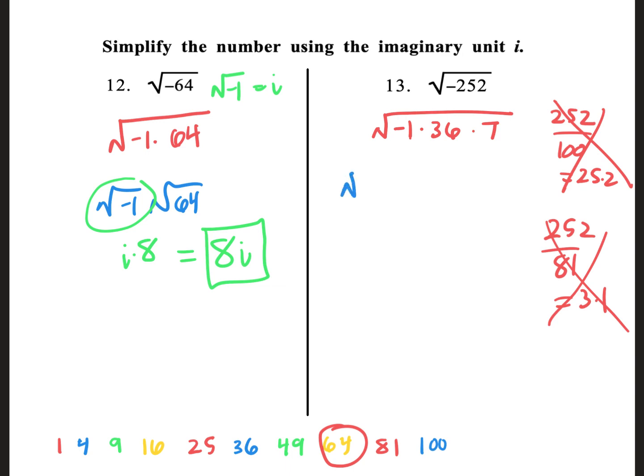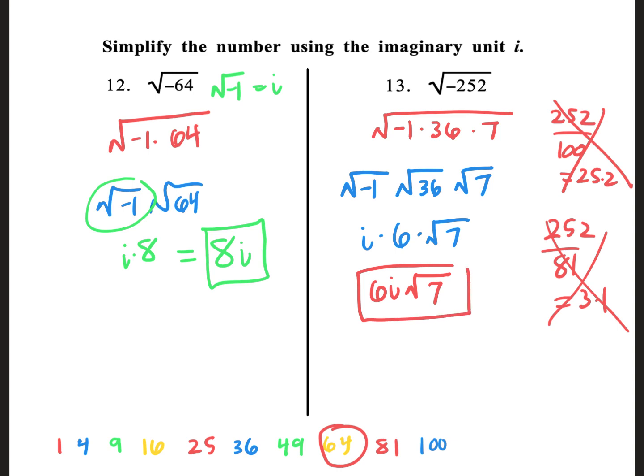Again, we're going to break it down into three square roots: the square root of -1, the square root of 36, and the square root of 7. The square root of -1 gives you I. The square root of 36 gives you 6. And then the square root of 7, we can't simplify anymore, so we're just going to keep it. Again, we want our whole number to go first. So we're going to have 6I, and then the square root of 7 left over. And that's our final answer.